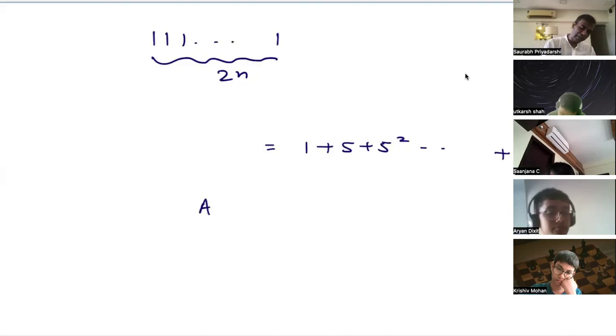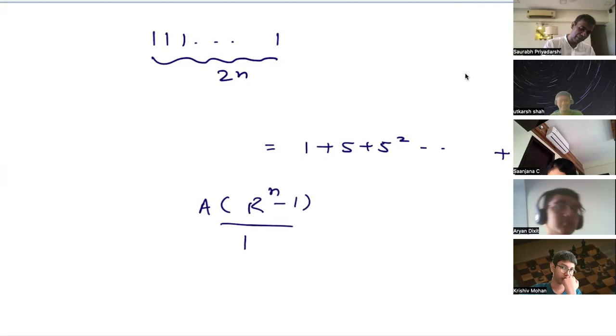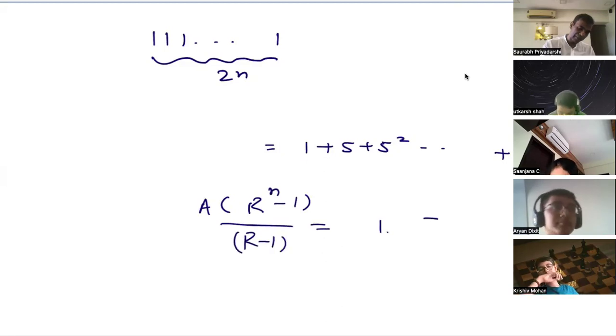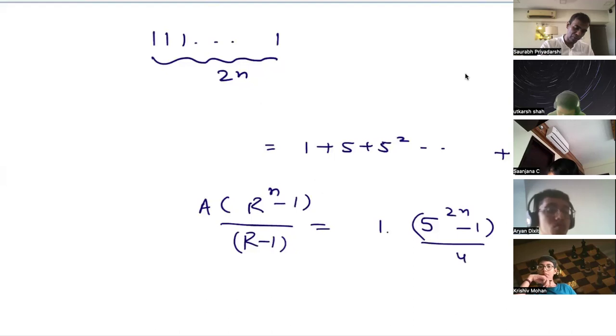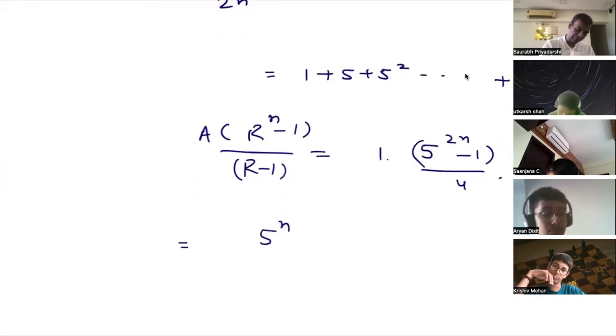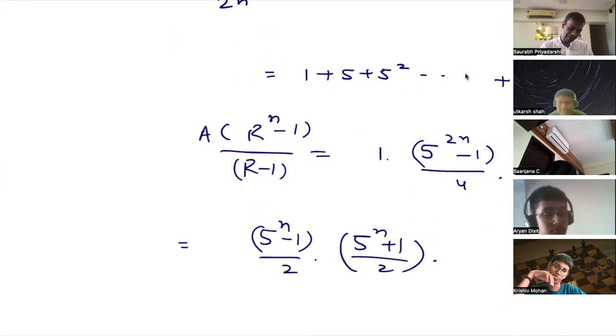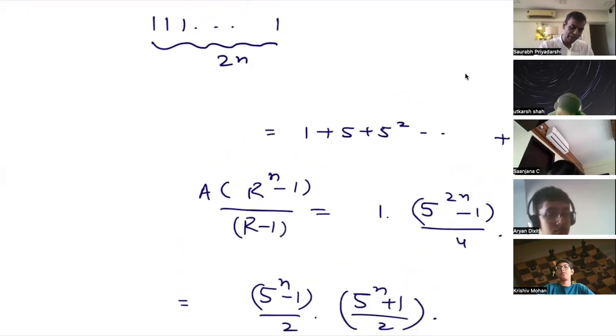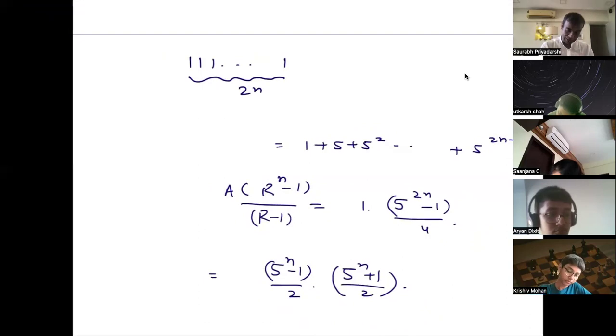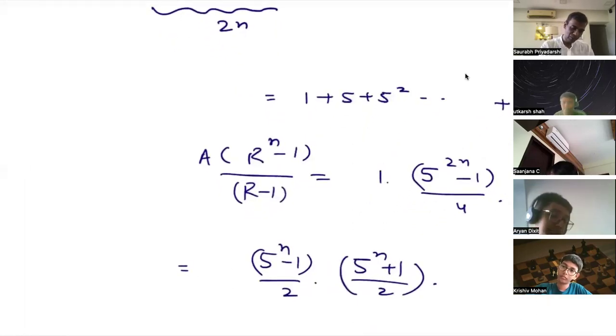The formula for this is a times r to the power number of terms minus 1, upon r minus 1. In this case, a is 1, and r is 5. Total number of terms, 0 to 2n minus 1, gives 5 to the power 2n minus 1 upon 4. So I can write this as 5 to the power n minus 1 by 2, times 5 to the power n plus 1 by 2. These two numbers are coming. For 12, what do I have to put? If I put n equal to 2, 5 square is 25, minus 1 is 24, by 2 is 12. For 6 digits, n will be 3, no? So can I prove these are 2 consecutive integers?